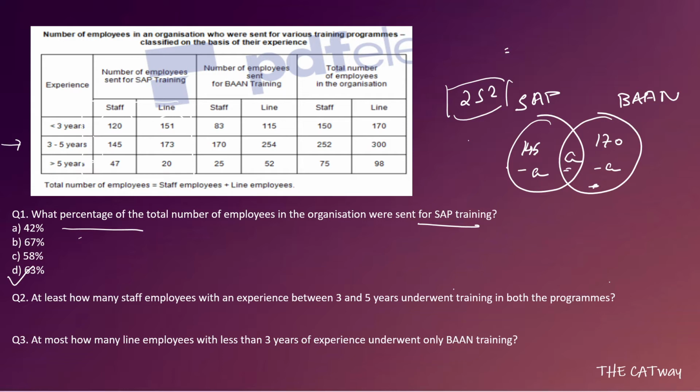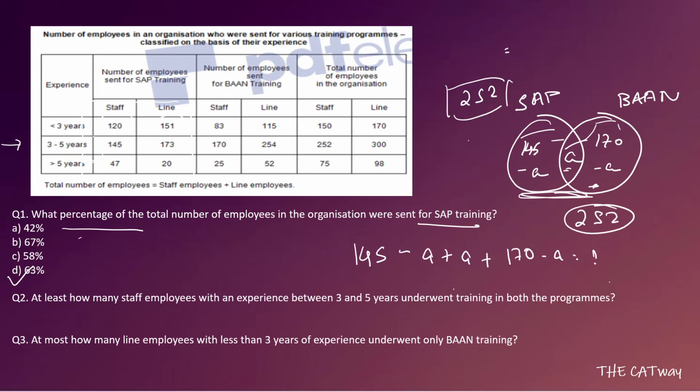Also we know that the total sum of the complete shaded area is going to be 252, because that is the total number of staff in the 3 to 5 years range. So we can make our equation: 145 minus A plus 170 minus A is equal to 252. Once you make this equation, the A gets cancelled and you have 145 plus 170 minus A is equal to 252. If you solve this, you get the value of A as 63.